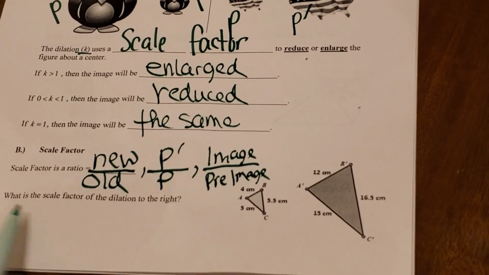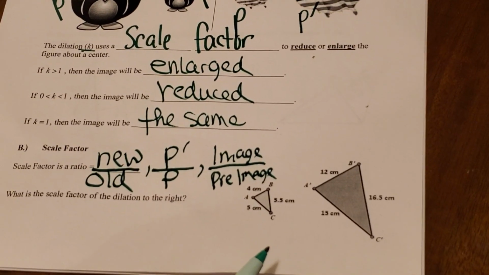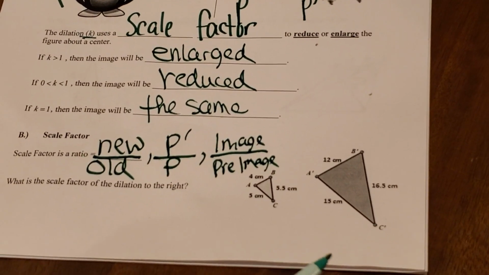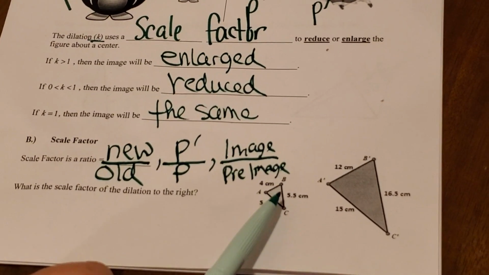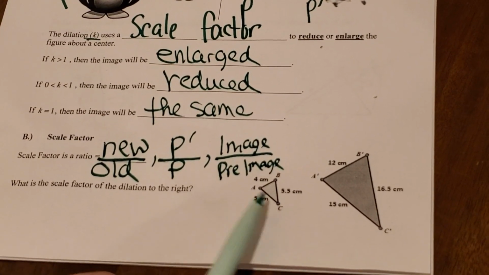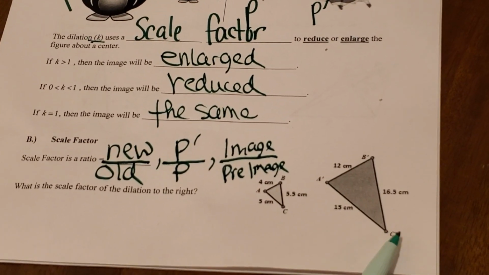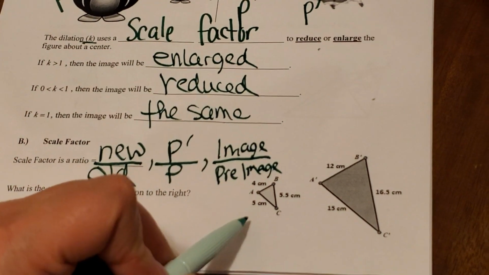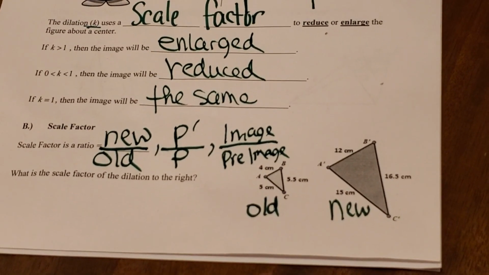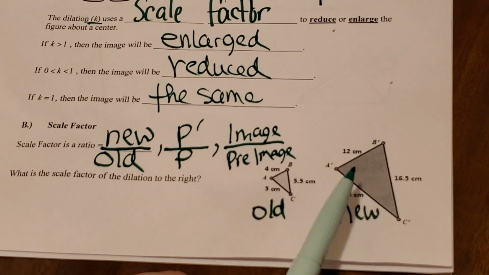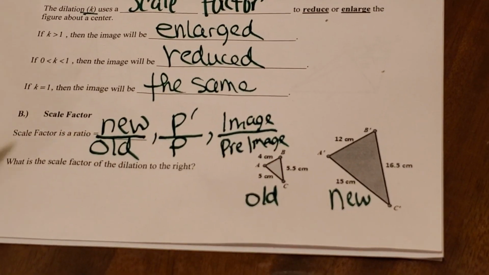So just an example of that, with these two images here, we want to find what the scale factor is. To know which one is the old and which one is the new, we want to look at the vertices and see if there's a prime or not. Do you see how this is just plain old A, B, C, and this is A prime, B prime, C prime? So this is the old and this is the new. When we're trying to determine the scale factor, we're going to form ratios with corresponding side lengths and see what they reduce to.